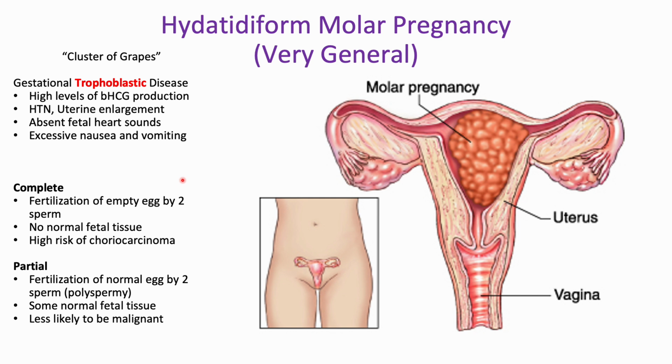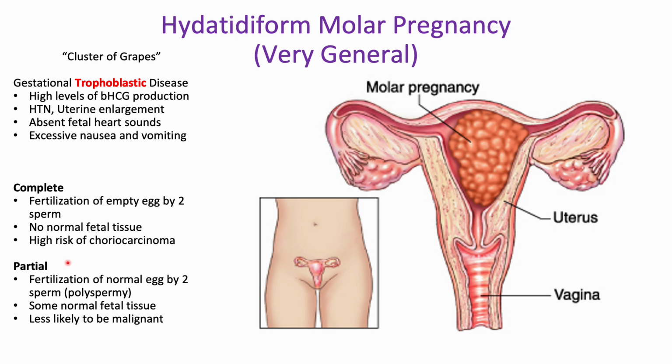The second thing I want to point out, and again, just very general, is that there are two main categories for molar pregnancies. You have a complete mole and a partial mole. A complete mole is caused by fertilization of an empty egg and two sperm. So there's no nucleus within the egg, and then the two sperm fertilize it. That means that you're not getting any components from the maternal nucleus. That means that you do not have normal fetal tissue within this pregnancy. This is also going to confer a high risk of choriocarcinoma, which is a cancer of the trophoblastic structures. All right, and this is a very pervasive cancer and spreads quickly.